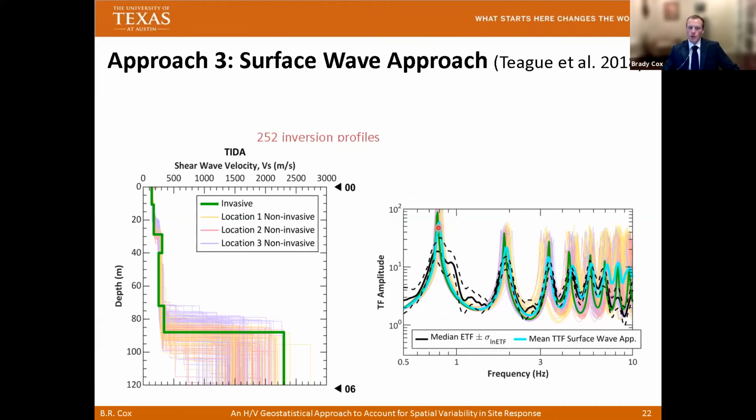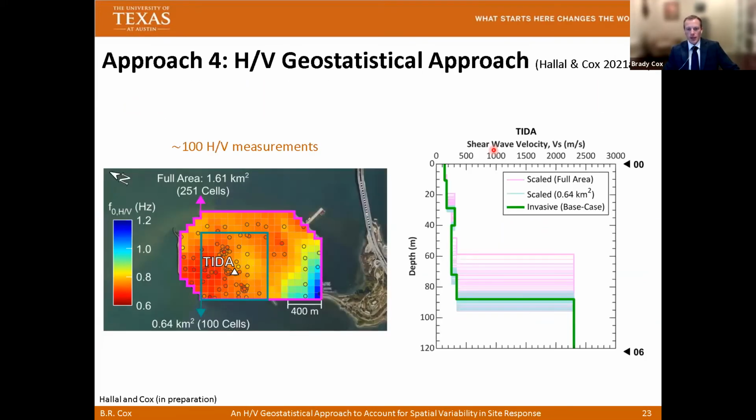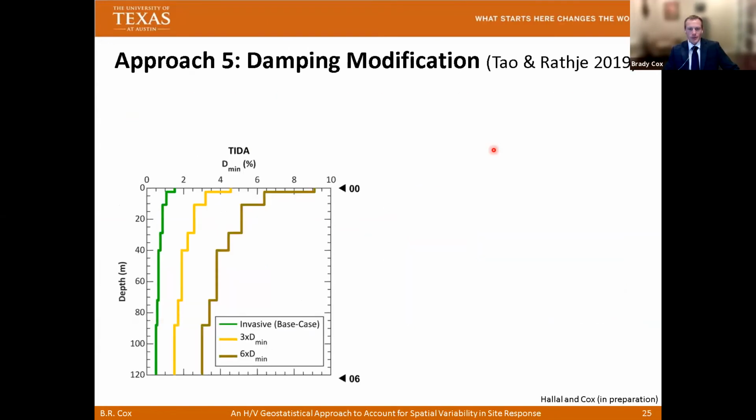But perhaps there wasn't enough spatial variability in the area that we considered to bring down the amplitude of the theoretical transfer function. When we consider all of these methods, we already talked about the H over V geostatistical approach, so I'm going to skip that briefly here. I'm going to go to the last approach, which is increasing the damping.